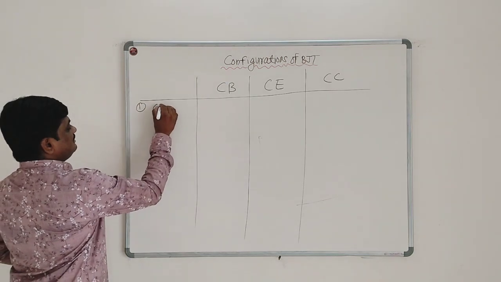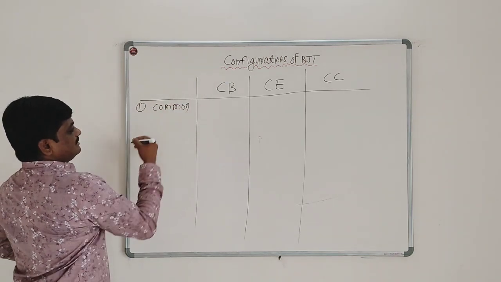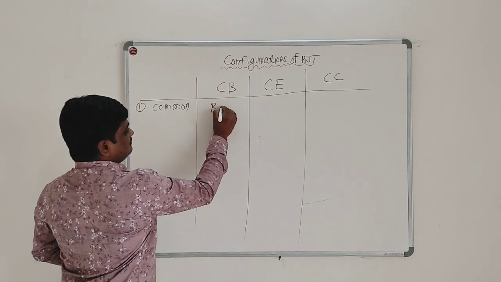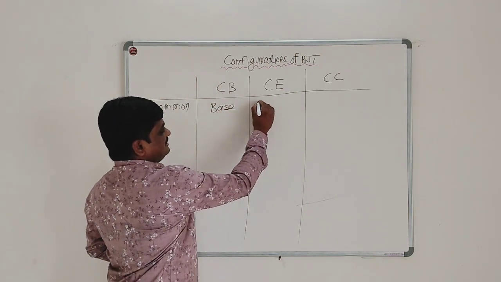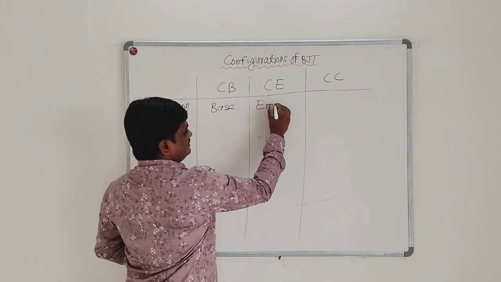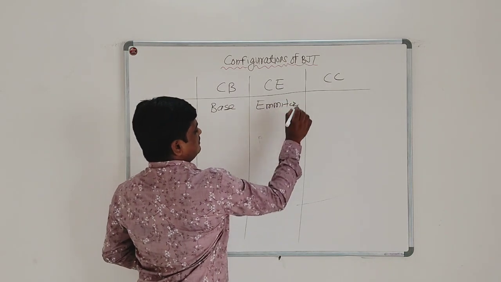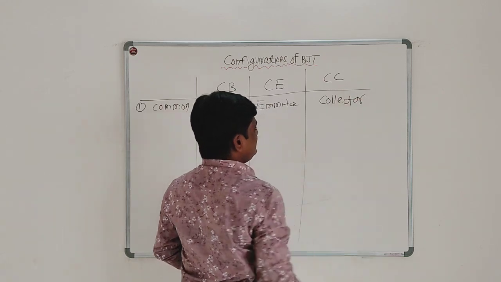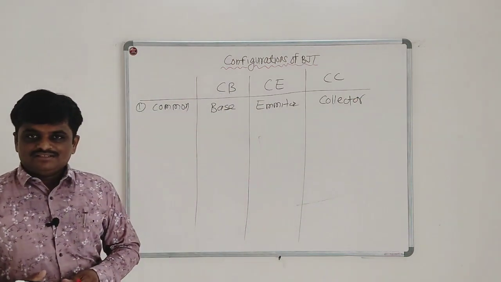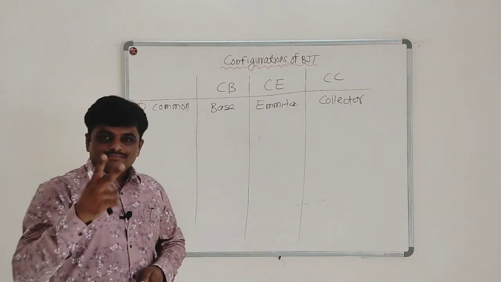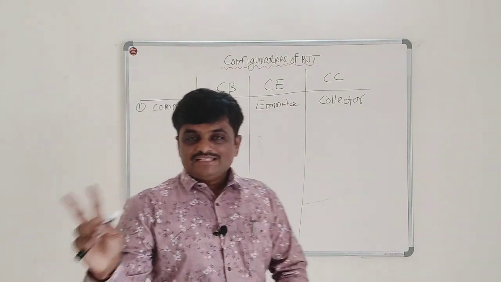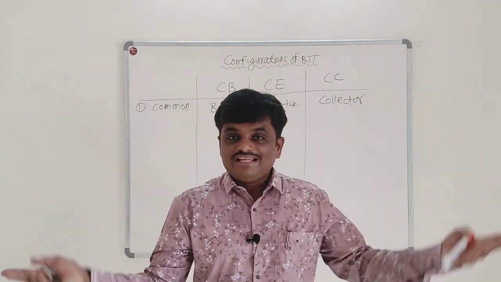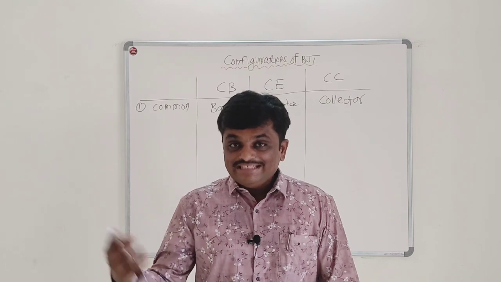In CB configuration, base is the common terminal. In common emitter configuration, the emitter is the common terminal, and in common collector configuration, the collector is the common terminal. So it's very easy, but the confusion will be in between the remaining two terminals, which is the input terminal and which is the output terminal in each configuration.